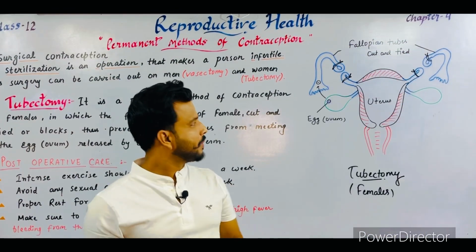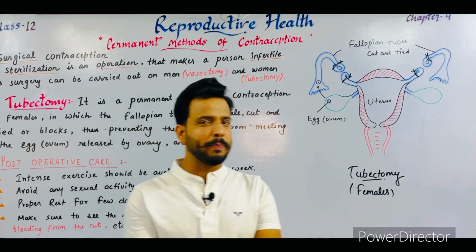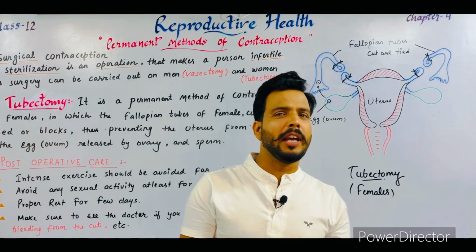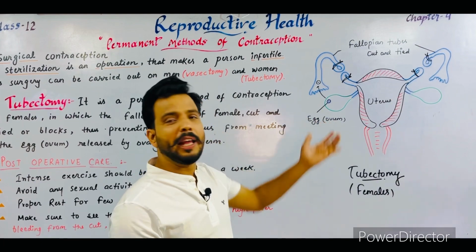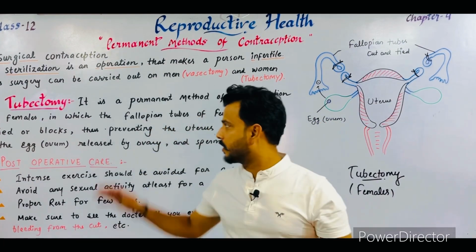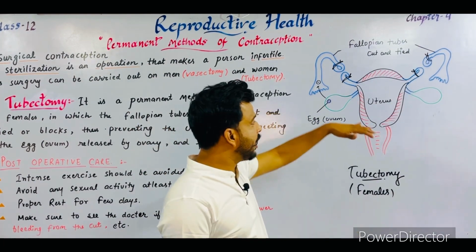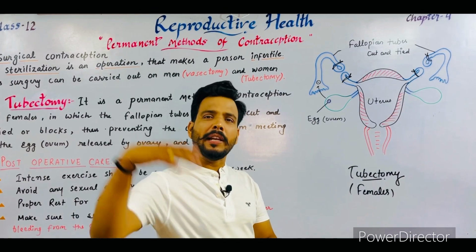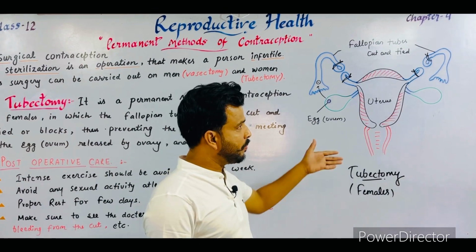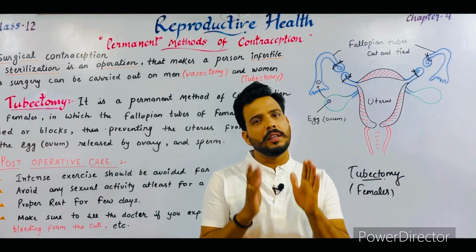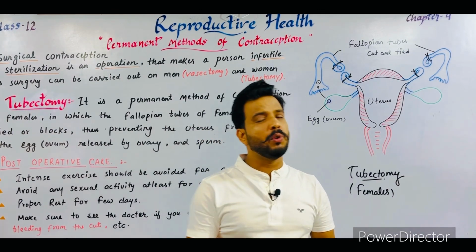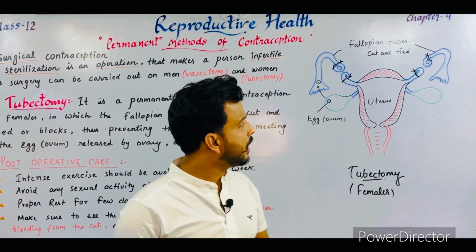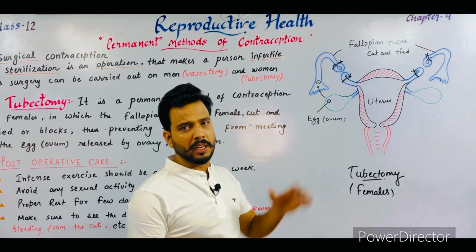So students, after your diagram, now I will describe the tubectomy. First of all, I will explain the tubectomy with the help of this diagram, and after that I will describe the notes. Now, this is the diagram of the female reproductive system. I have told you in my last videos about the female reproductive system. I will provide the link in the description box. Make sure that you watch the video on the female reproductive system.